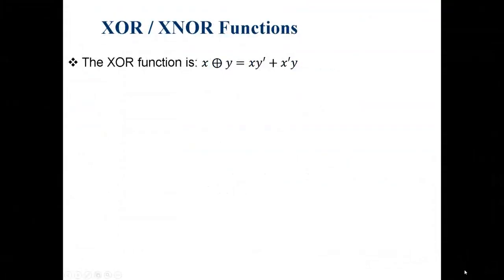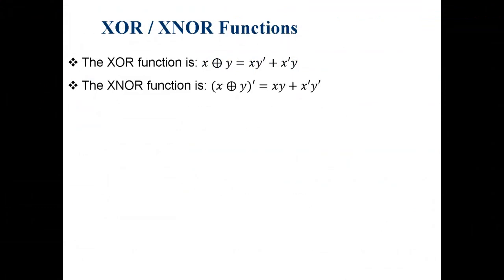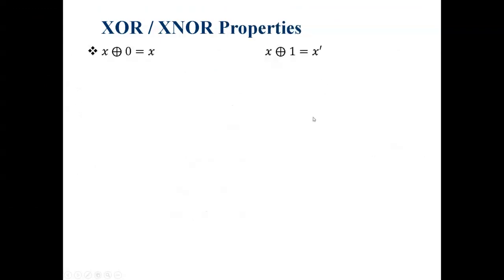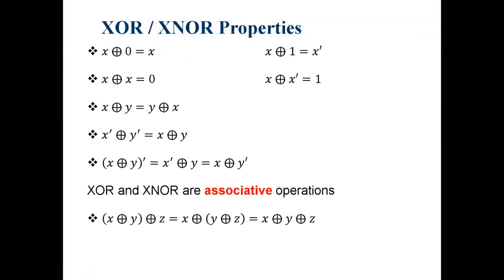Can you see here the exclusive OR function? On the left hand side is the exclusive OR, and on the right hand side is the SOP implementation. So this is the SOP implementation of the exclusive OR, and this is the SOP implementation of the exclusive NOR gate. These are some of the properties of the exclusive OR and exclusive NOR, and you need to memorize all of these properties. Please remember, this is very tricky and very important.